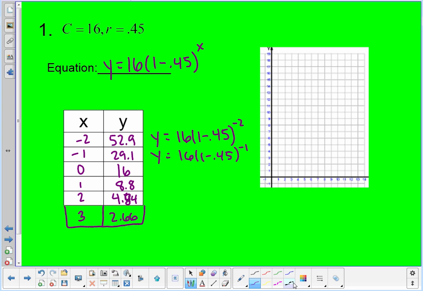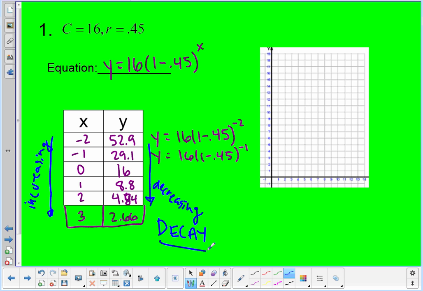So one thing to note here, our x values are increasing, but our y values are decreasing. And that's because this is decay. So y values going down means that I have a decay equation.